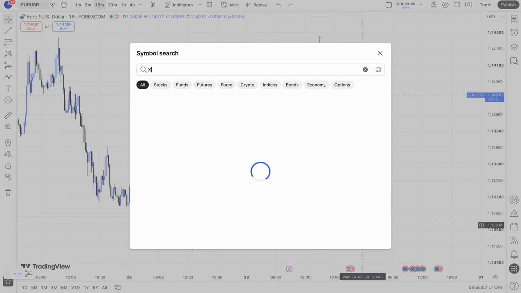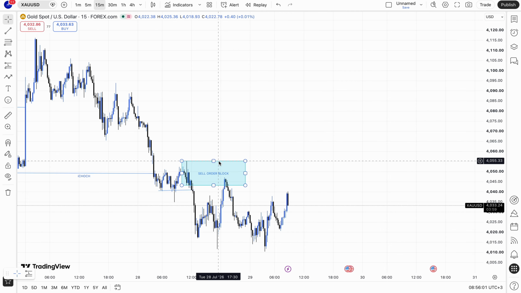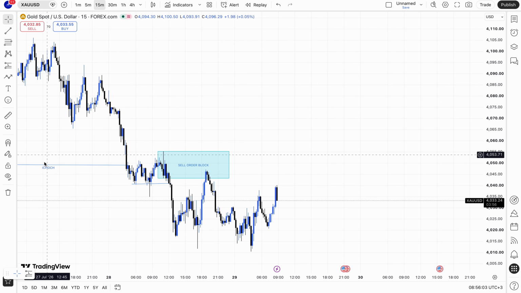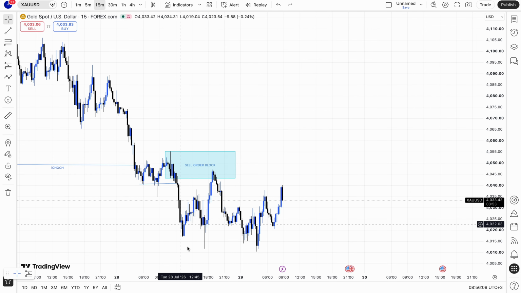Scenario number 3, sorry. Then for gold, pretty simple. You can understand here that we had our change of character from here yesterday. Then we had a very clean sell from here. It was a very clean one.